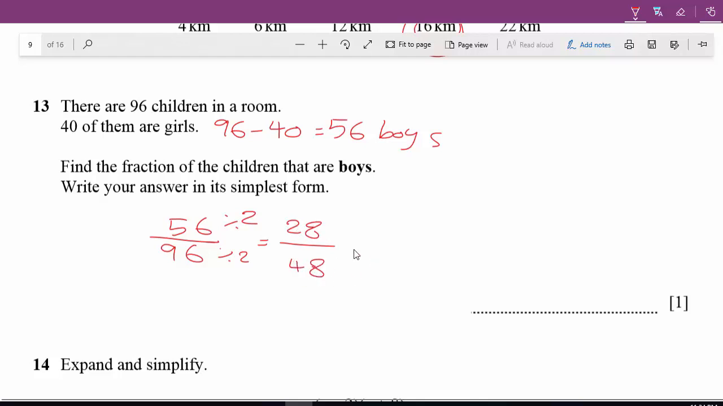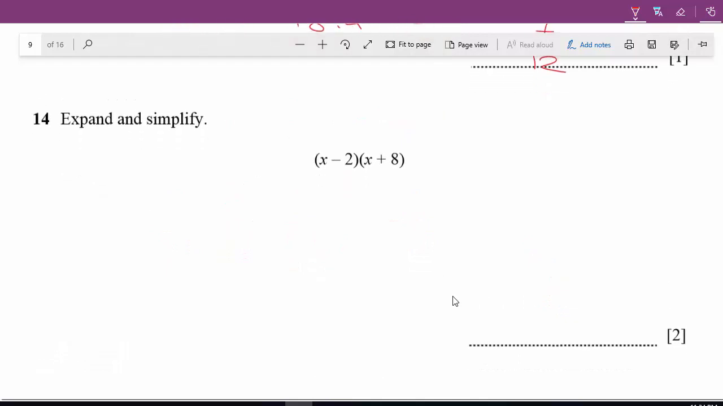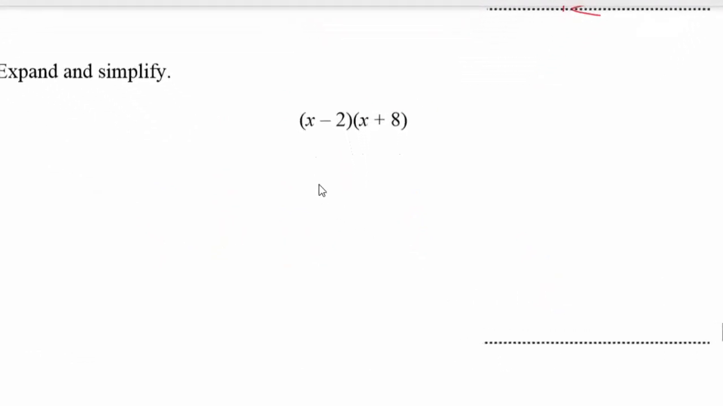Now as you see, 28 and 48 are both divisible by 4. Divide 4, divide 4. We must divide by the same number to simplify fractions. 28 divided by 4 is 7. 48 divided by 4 is 12. 7 and 12. We cannot divide both of them by 2. We cannot divide both of them by 3, by 4. So it means this is the simplest form. 7 over 12.